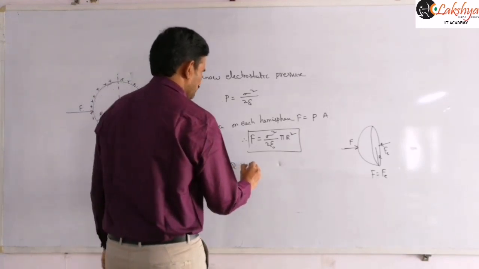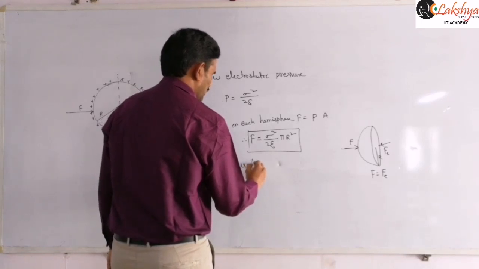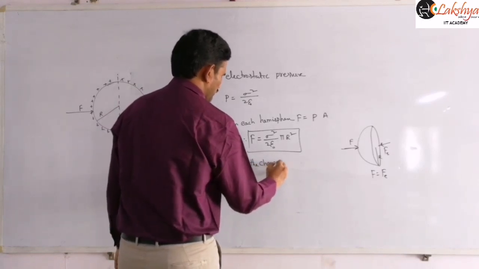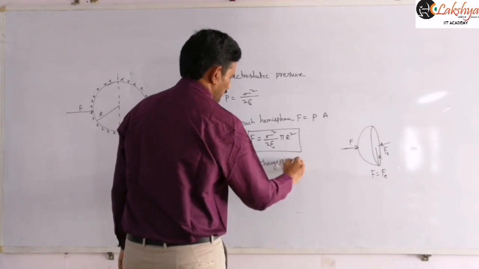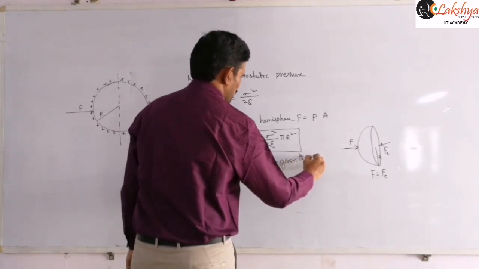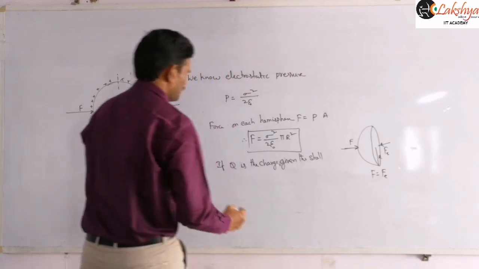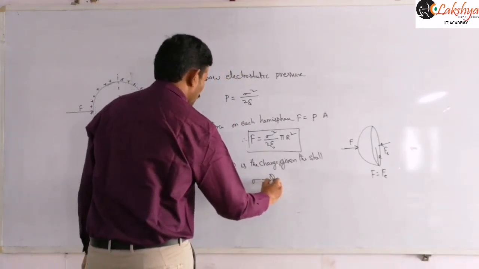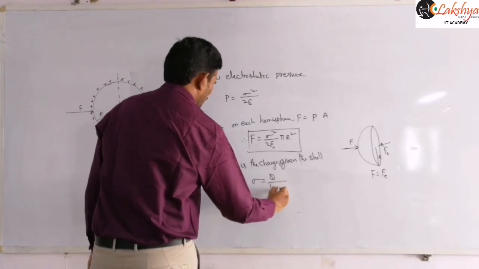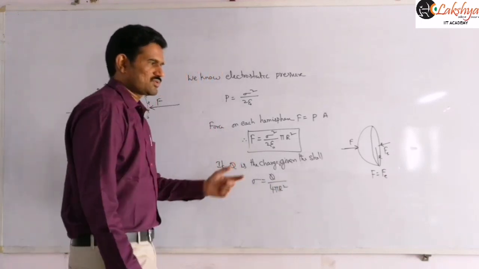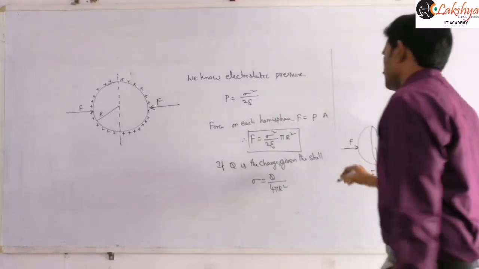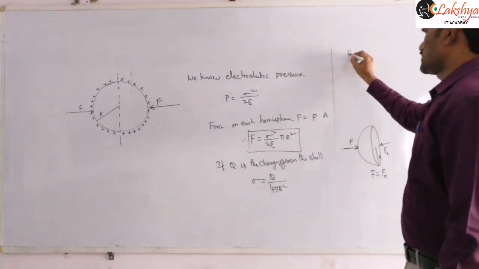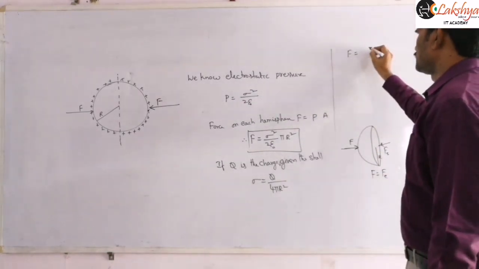If q is the charge given to the sphere or the shell, then we can write sigma is equal to q by 4 pi r square. Substituting that value, you will get the expression in terms of this sigma, in terms of this q.